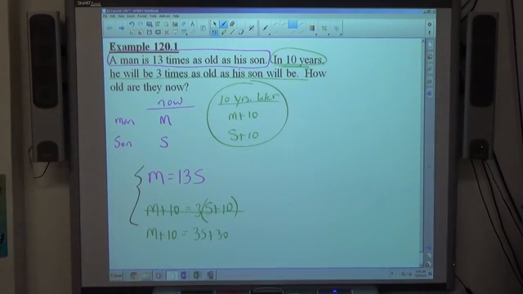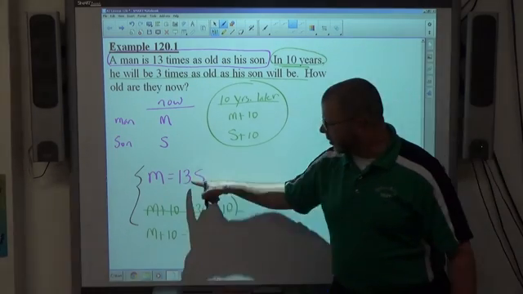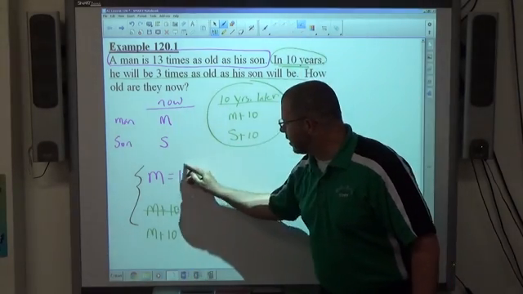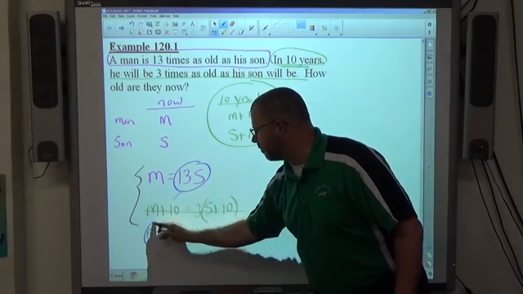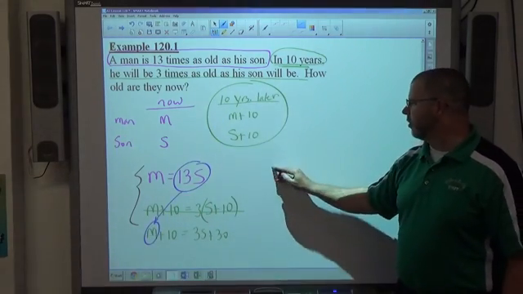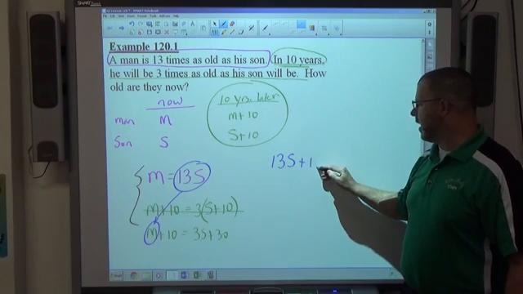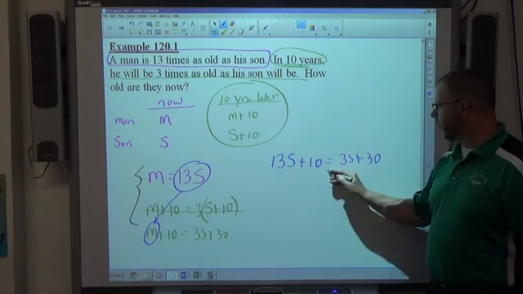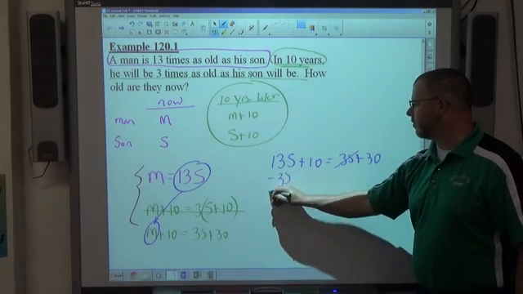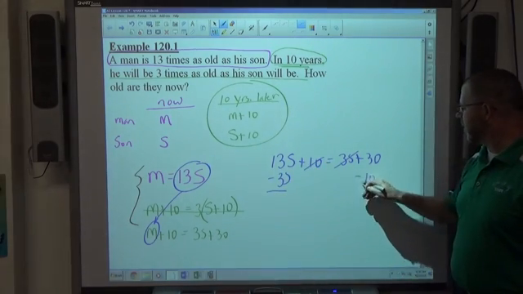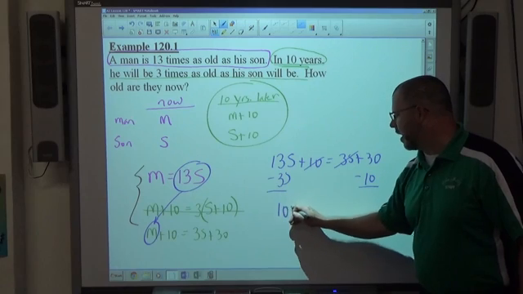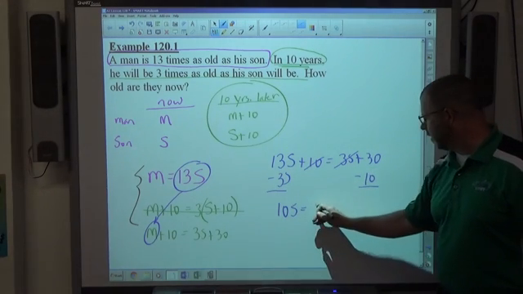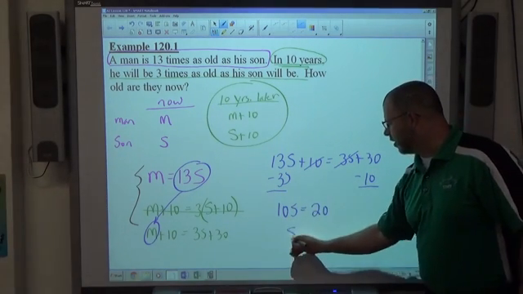So just like that, we've got 2 equations, a system of equations, 2 variables. Substitution works really nicely on this one. Since M is equal to 13S, I can just take this 13S and put it in place of that M. So I'm going to get 13S plus 10 equals 3S plus 30. I'll move the 3S to the left, makes negative 3S. Move the 10 to the right, makes negative 10. That leaves me with 10 times S is equal to 20. So S is equal to 2.